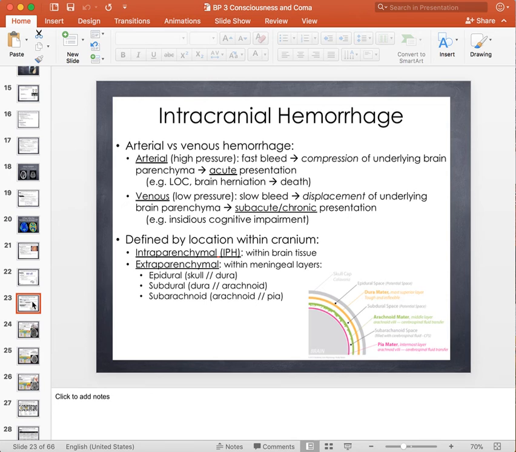One of the important distinctions between how a bleed ends up presenting is whether it's an arterial versus a venous bleed. Recall that the arterial system is a high pressure system, so if there's an arterial bleed, it happens fast, it compresses the underlying brain, and it has an acute presentation. A venous bleed, on the other hand, tends to be slower. It's a low pressure system, and so rather than compressing things, the brain kind of has some time to adapt, and it sort of gets displaced rather than compressed. And so this can have a much more subacute or chronic presentation.